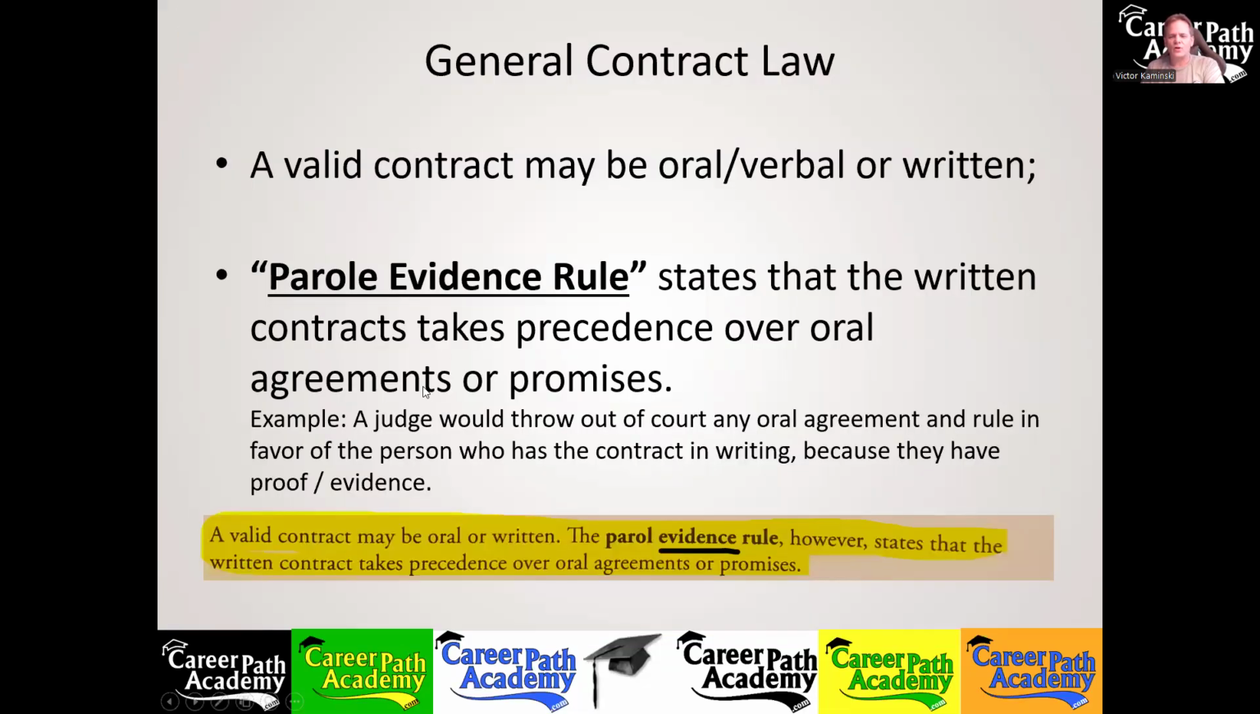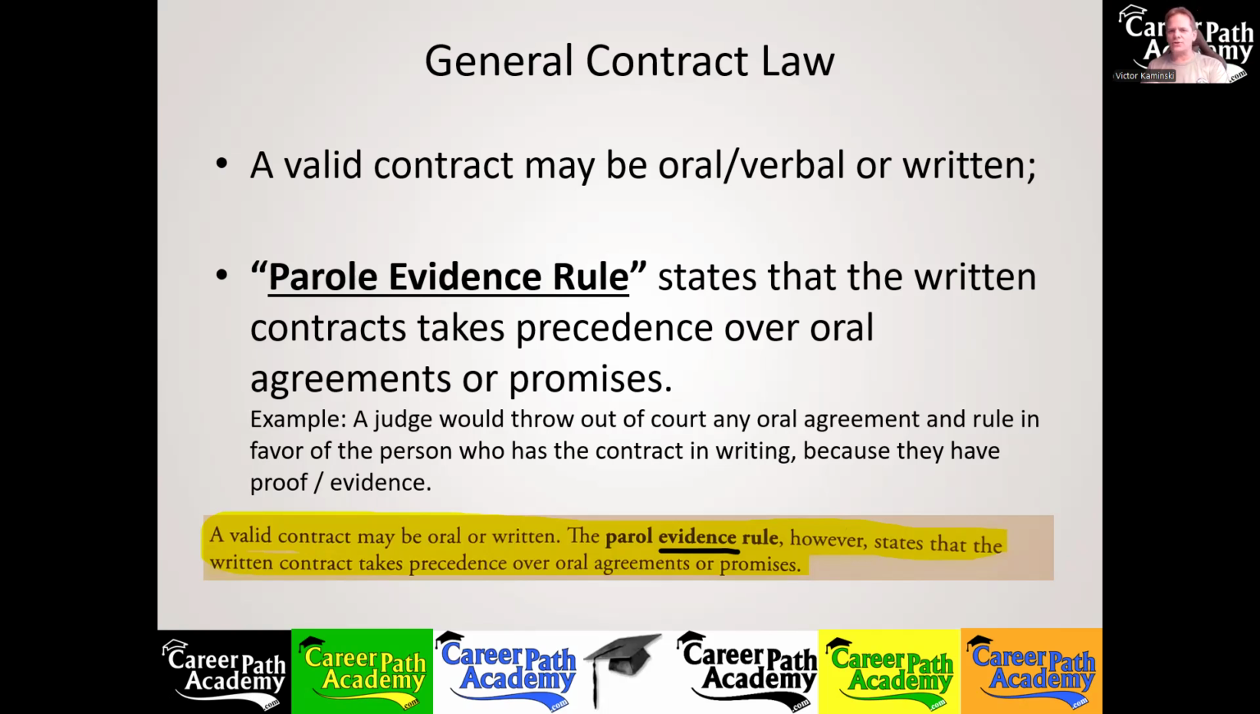All right, now the parole evidence rule. A valid contract may be oral or written. It can be verbal or written. That's just general contract law. General contract law says that contracts can be verbal or they could be in writing, and they can be enforceable in a court of law.